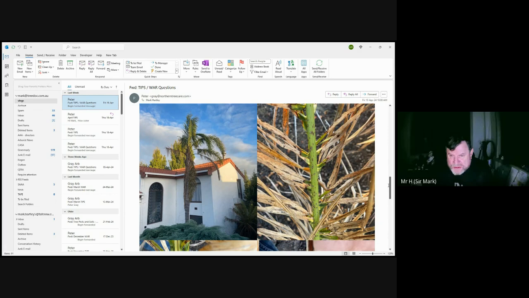Just as a heads up, and it's unlikely to be, but there's a new form of Fusarium oxysporum f. sp. palmae, and it's affecting pretty well all species of palms. And we might not think of that as being something big or important, but Fusarium is a particularly nasty organism.